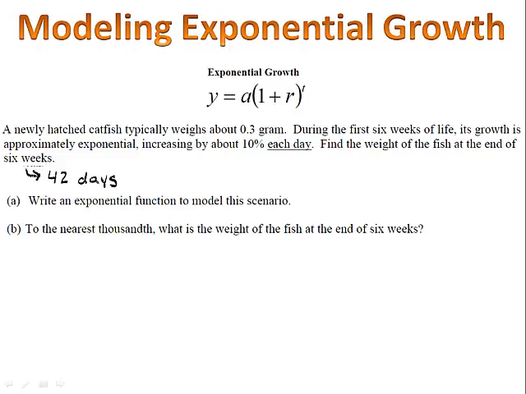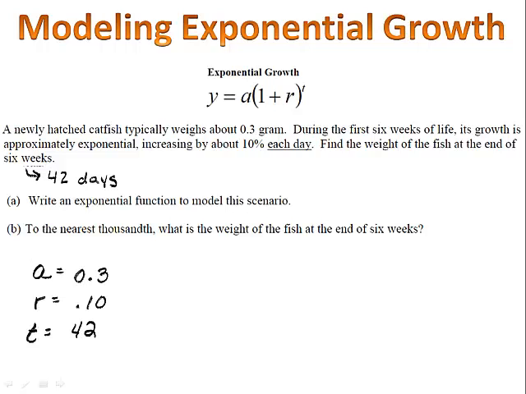Please pause the video here, see if you can write and determine the variables A, R, and T, and then come back to see if you have those correct. For A, we have 0.3, the initial amount. R, the rate of growth, is 0.10, 10%. T, the amount of time, 42.